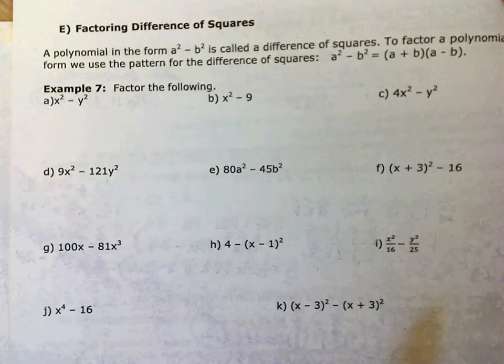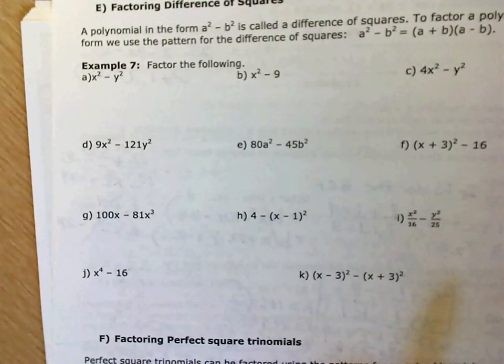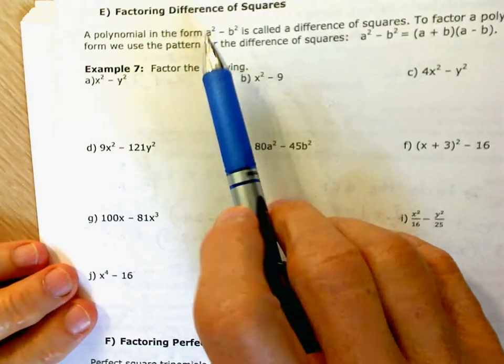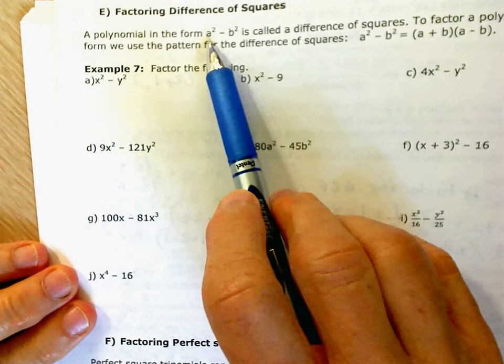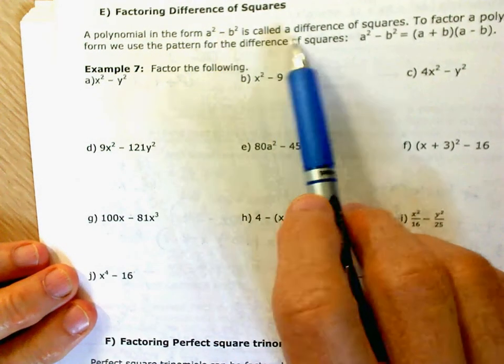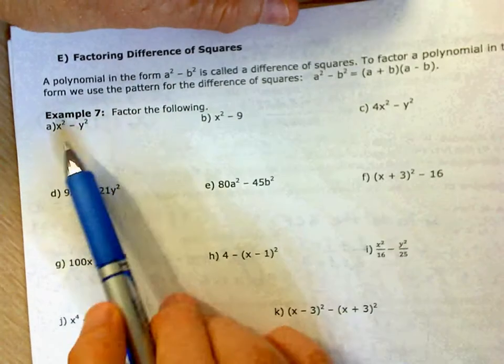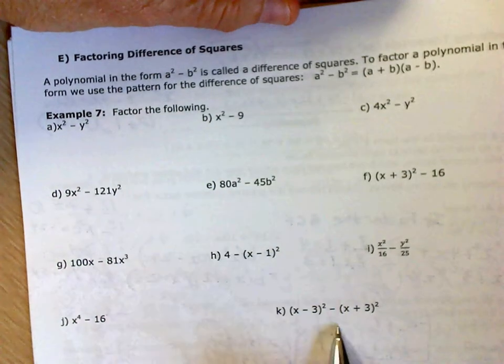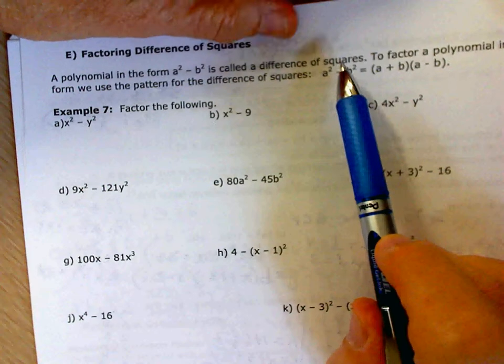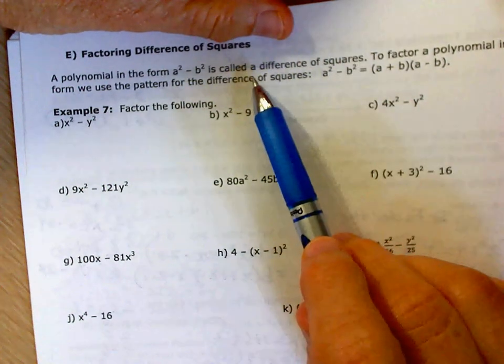Okay, so let's review a difference of squares. A polynomial in the form of a squared minus b squared is called a difference of squares. And when you recognize a polynomial as a difference of squares, the factoring is easy.